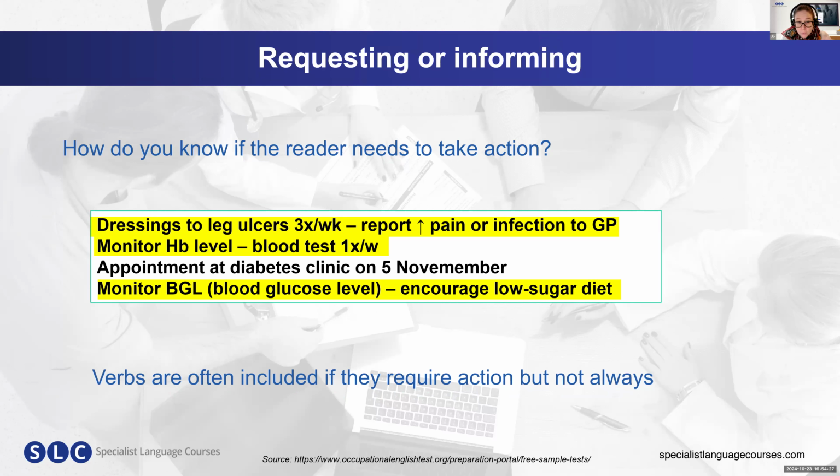And we've got "report increased pain or infection to the GP." "Monitor hemoglobin levels, blood test once a week." So the "monitor" is telling us that the reader needs to do it. And again, "monitor blood glucose level, encourage low sugar diet." That needs to happen. The appointment at the diabetes clinic, the reader doesn't need to take action. It's just there to report. It's like an FYI, for your information. This is also happening. It's related, but you don't need to do anything.